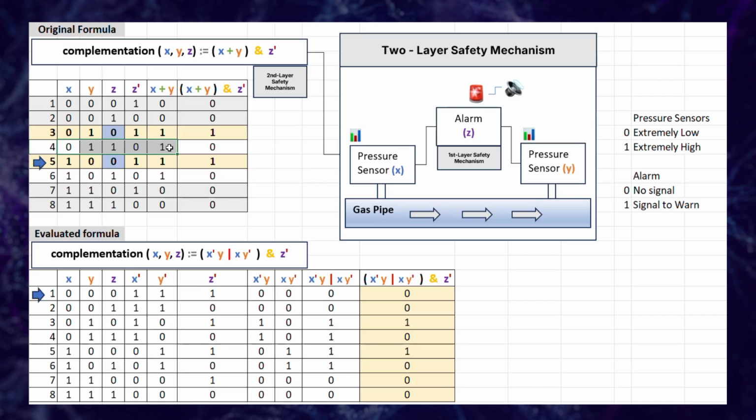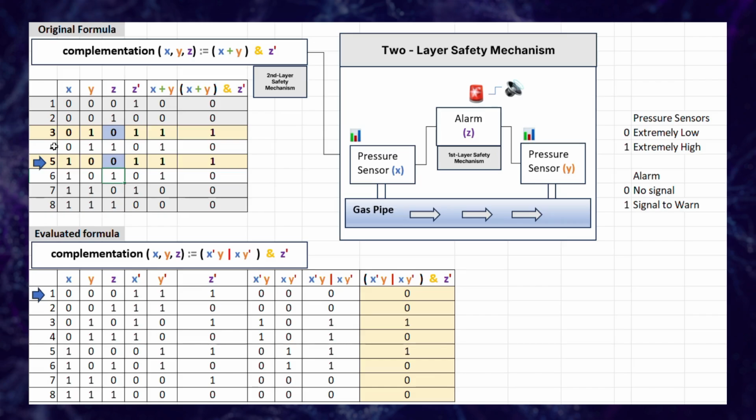This one, it did its job. There's a difference of the two variables X and Y, 0 and 1, and it did its job. It turned on. It's 1. In that case, the second layer will not do its job because the first layer already did its job, right? Same here: X is extremely high and Y is extremely low, and the alarm on the first layer safety mechanism did its job because it turned on, 1. So again, the second layer safety mechanism will not do anything because the first layer did its job.